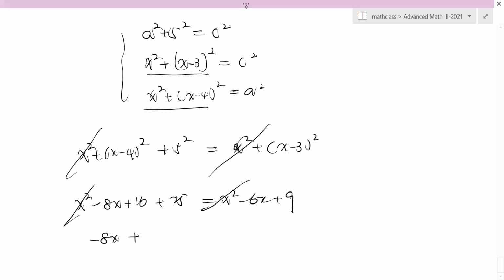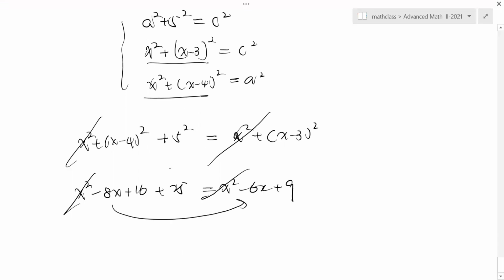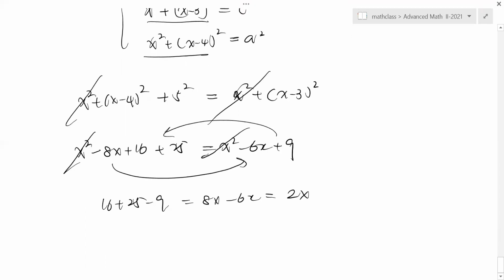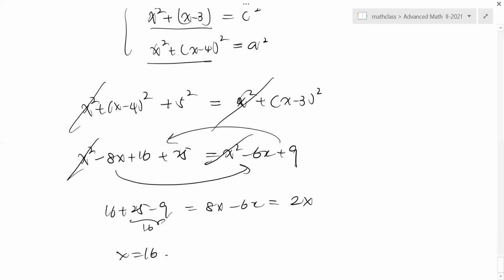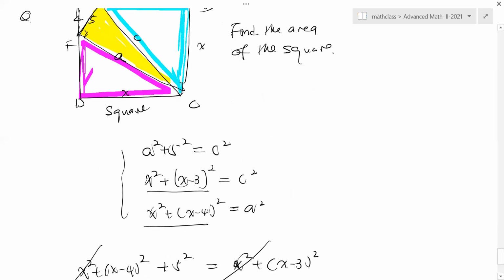Then we solve this equation. We move 8x to this side, and 9 to the other side. 16 plus 25 minus 9 is going to be 8x minus 6x. It's 2x. So this will be 32, so 2 times 16, and x should be equal to 16. That's the correct answer. Double check, does this sound reasonable? I think so. 16.